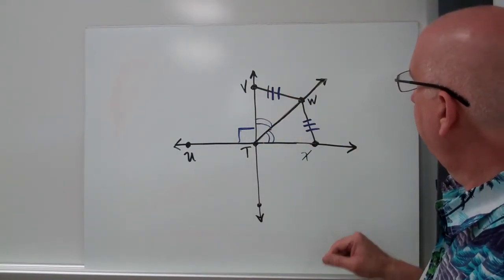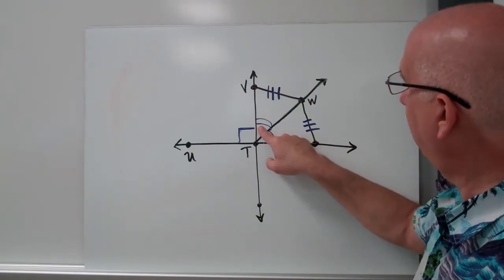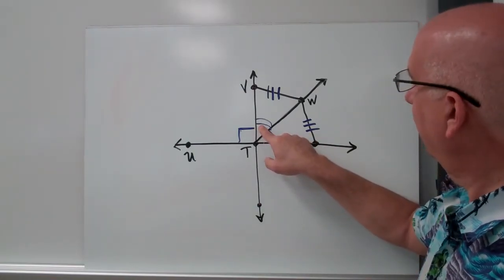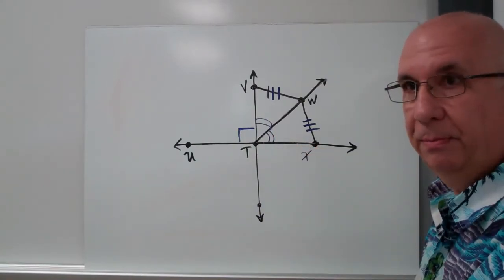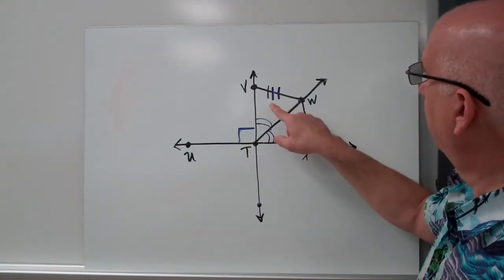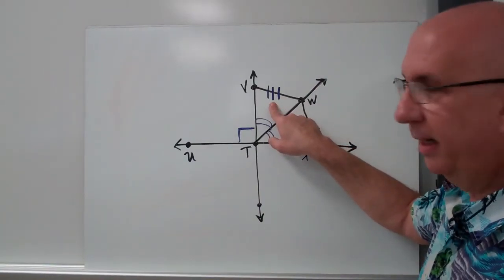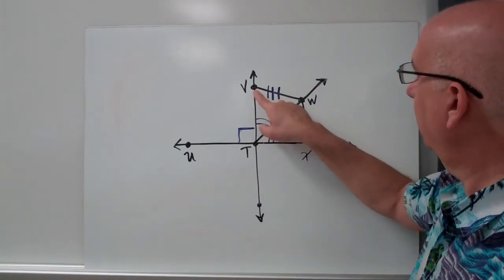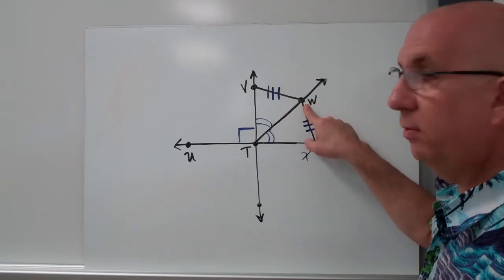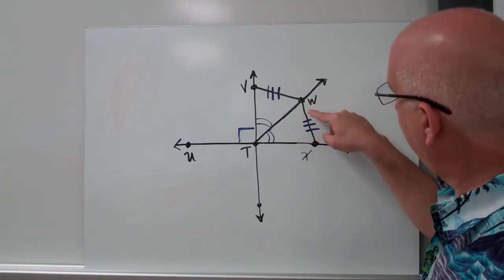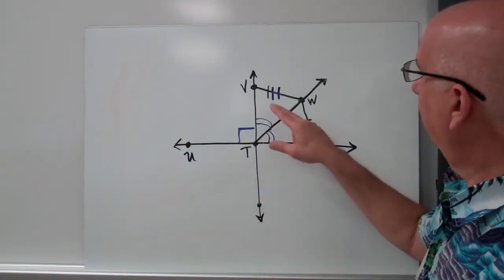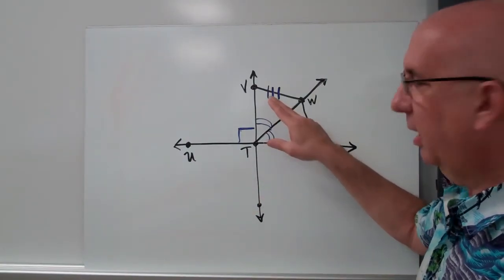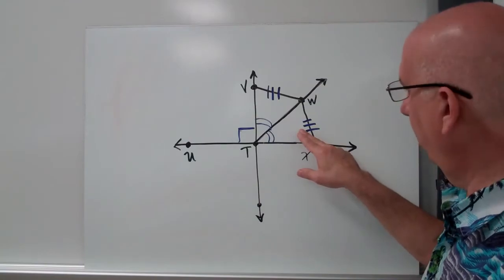We are told that from this mark right here, see the double strike? That this angle and this angle are congruent. We are also told, because of the triple strike, that the length of this segment, UW, and the length of segment WX are also congruent. So if this is 3.4, then this is also 3.4.